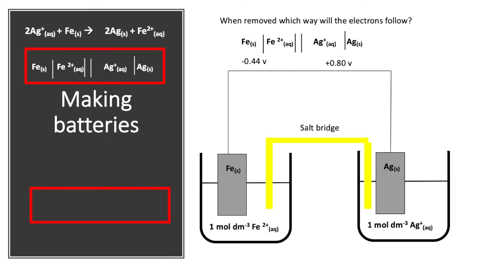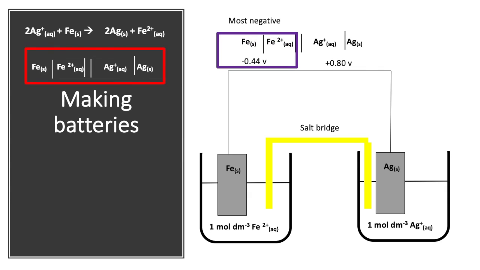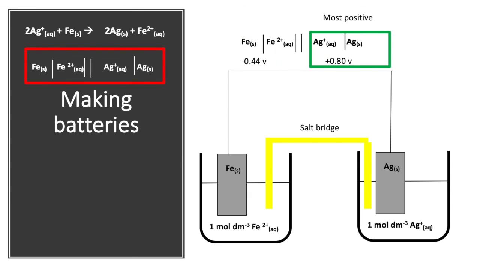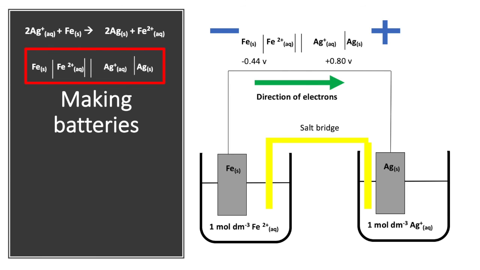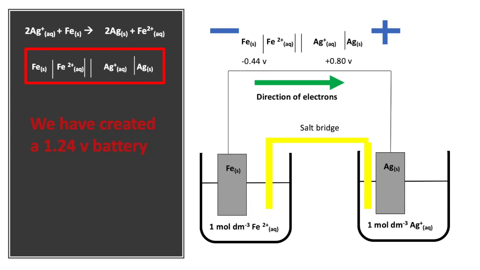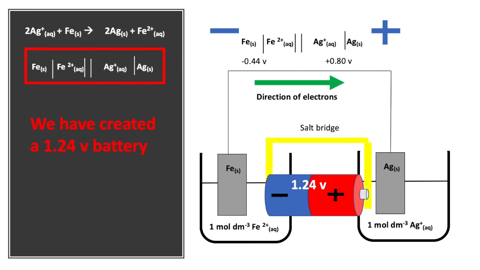So how does that occur? If we look at the cell, you will see that the iron electrode potential has a value of minus 0.44 volts, so we would class that as the negative part of the cell. The silver is plus 0.8 volts, and therefore that is the positive part of the cell. As you know, electrons are negative, and so electrons would flow from the iron electrode to the silver electrode. By doing so, we've created a battery that has a voltage of 1.24 volts.